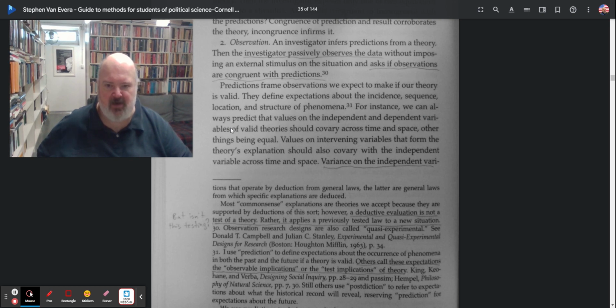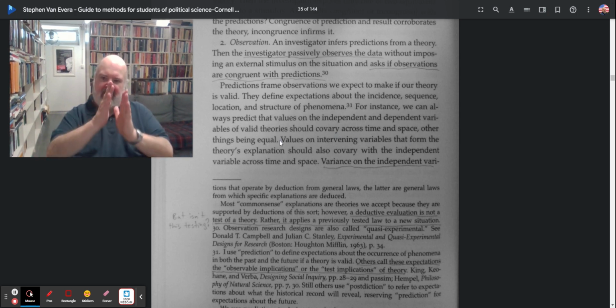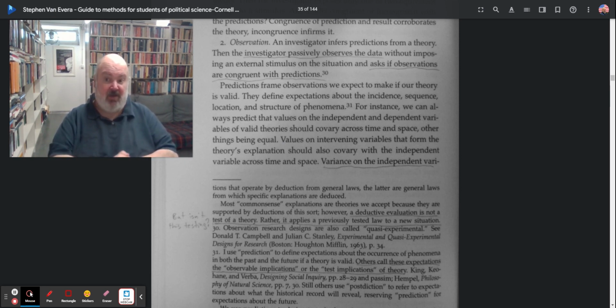For instance, we can always predict the values on the independent variable of valid theories. We can always predict that values on the independent variables of theories should convey over space and time, other things being equal. In other words, convey means they come together, they'll pattern, right? They will have a certain direct pattern. They'll agree. They'll have a discernible, clear pattern over space and time, right?